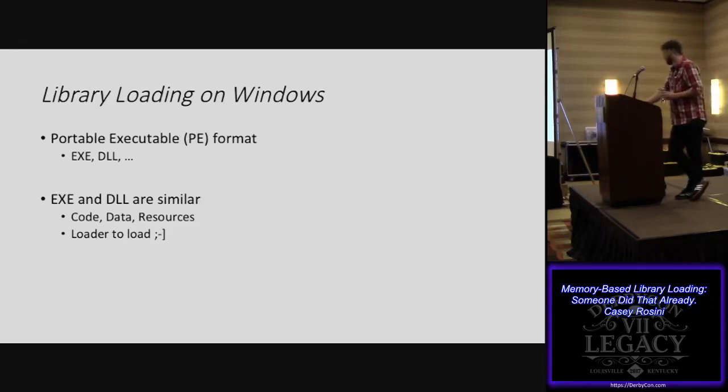So we probably know libraries are executable files, and they follow the PE format. This includes exe and DLL, but there are others that adhere to the format, like OCX, but we're not going to talk about those. The primary takeaway is that exe and DLL are similar, and they contain code and resources and data, and we don't necessarily need all of them to have a valid PE.